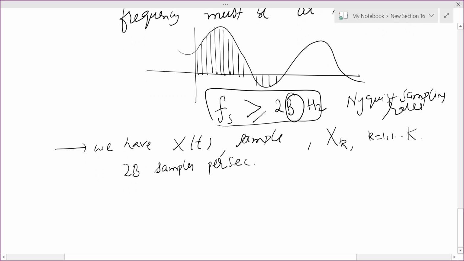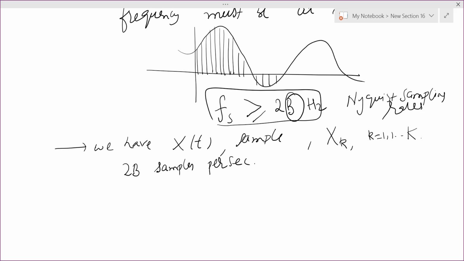Okay, so this is the smallest permissible rate for a bandwidth b that would not result in loss of information. We will see this. Right now, you take this as a result without proof. Now, you are taking 2b samples per second.